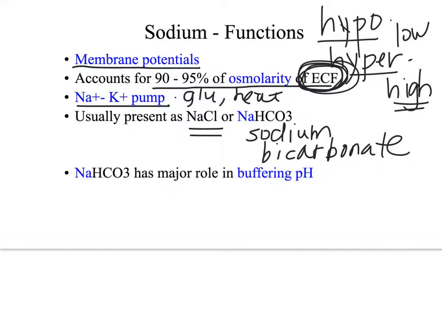Now sodium bicarbonate, this should be a little 3, but for some reason it gets messed up when we put it on this app. Sodium bicarbonate has a really important role. It buffers the pH of the extracellular fluid.